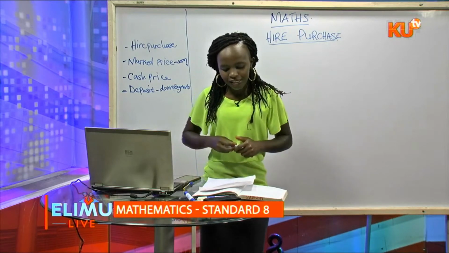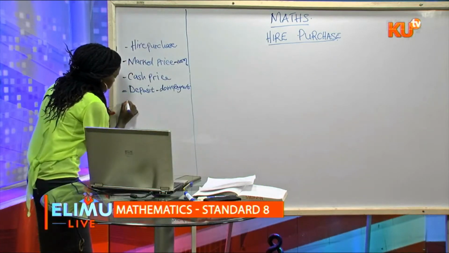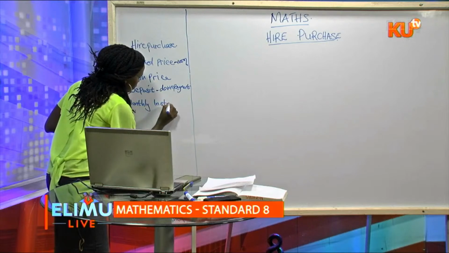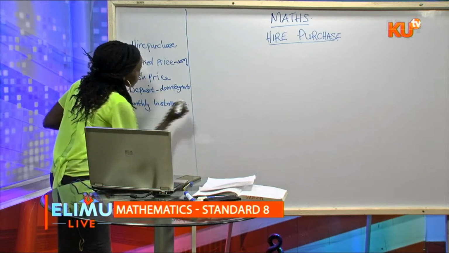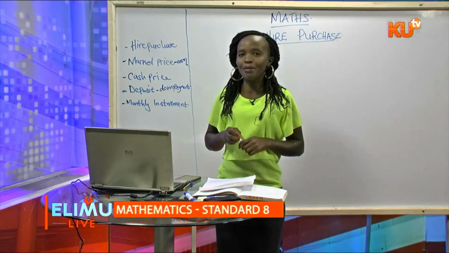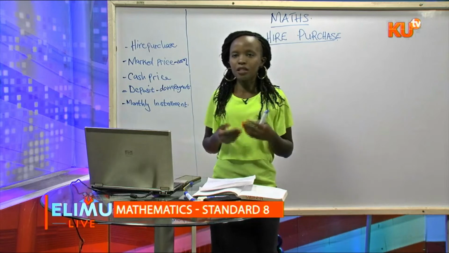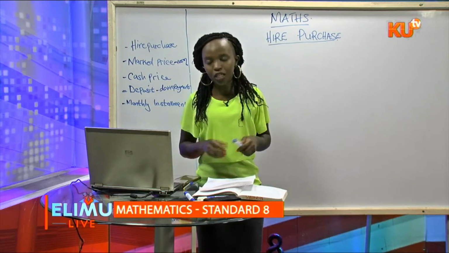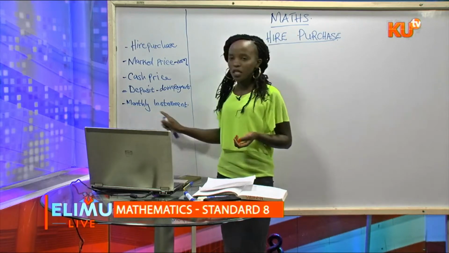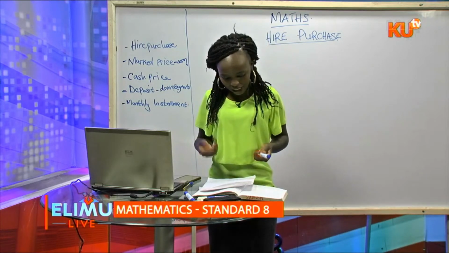Then after that, we have another term that we call the monthly installment. The monthly installment is the money agreed to be paid per month. In most cases, in hire purchase, a person pays after every month. There's an amount of money that you're supposed to give every month, and that's what we call the monthly installment. It depends on the amount that you have agreed with the person who is selling the item to you.